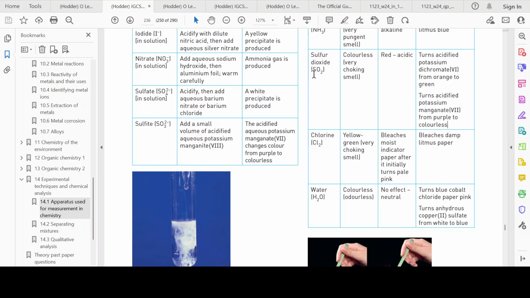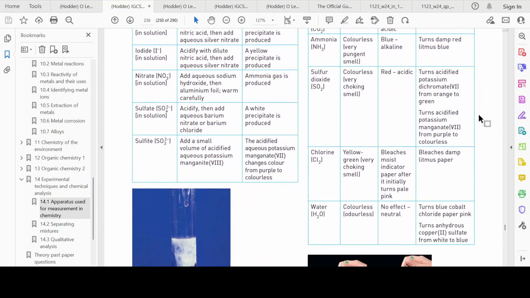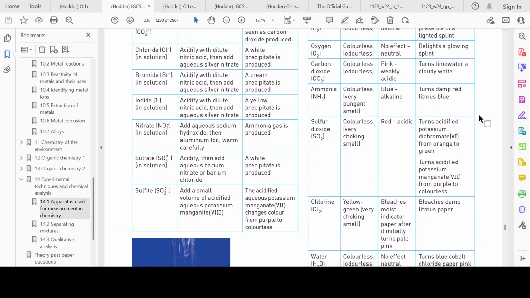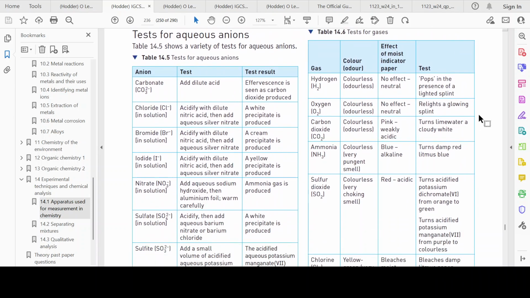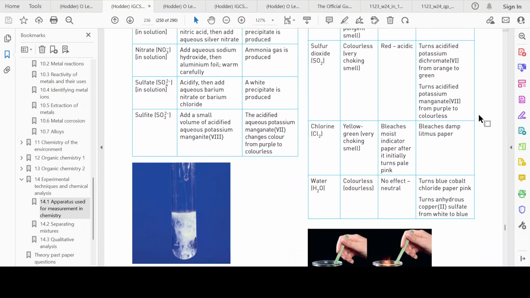It is a yellow-green gas, which has like a yellow-green liquid, sorry, and it has a choking smell. I'm sorry. Yeah, we are doing tests for gases. I mean, you could have chlorine liquid, but in this case, we're doing chlorine gas. So yellow-green and very choking smell again, right? And so bleach has chlorine. Sorry, bleach has ammonia. I'm sorry, mixing this up. My bad. So you've got moist indicator paper, and it bleaches the moist indicator paper.